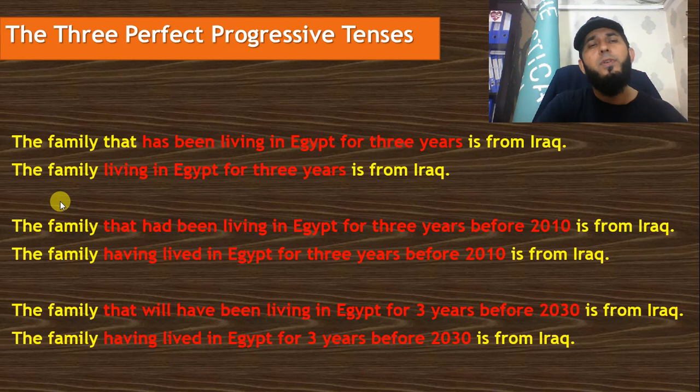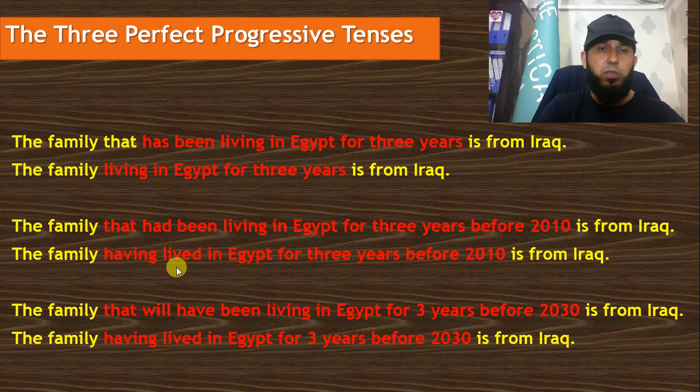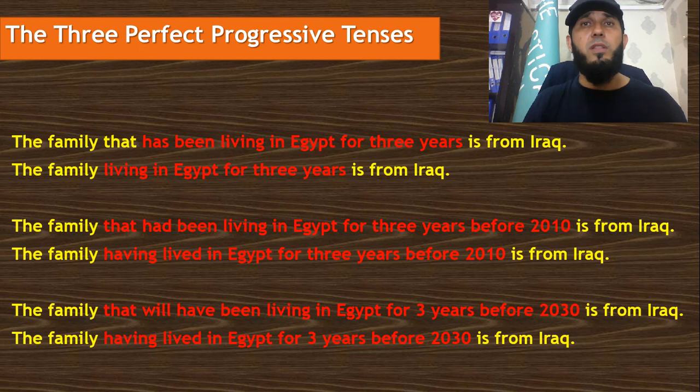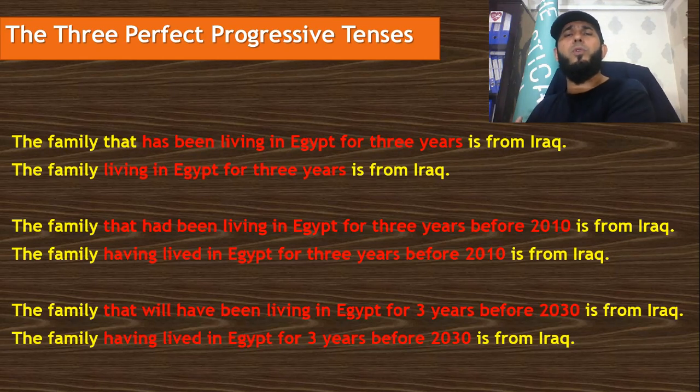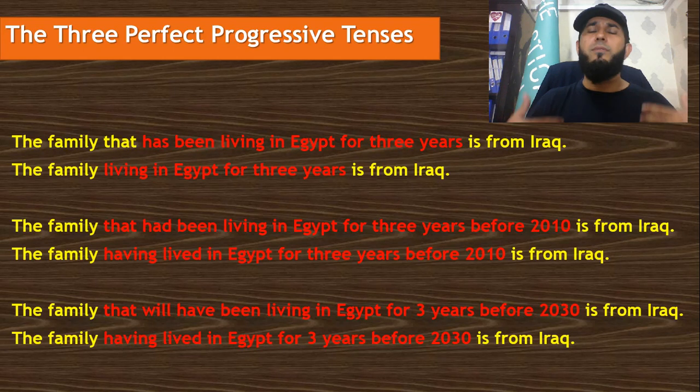Okay, but if it's past perfect continuous tense, so there's a difference now. The family that had been living in Egypt for 3 years before 2010 is from Iraq. The family having lived in Egypt for 3 years before 2010 is from Iraq. Here we need perfective form of gerund. Okay, and the perfect form of gerund is having plus main verb in third form, past participle. So we cannot say the family having been living in Egypt for 3 years before. No, that wouldn't be a phrase, okay?